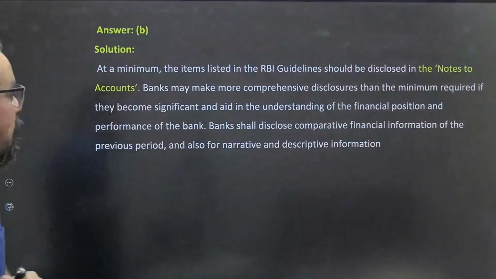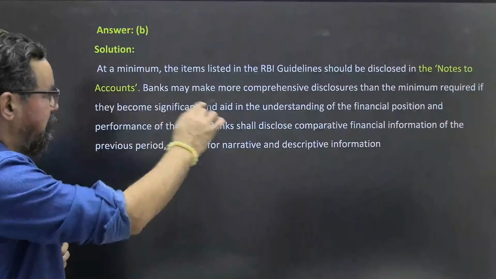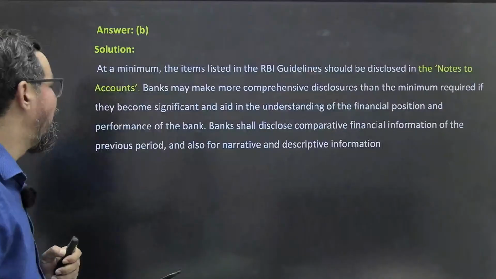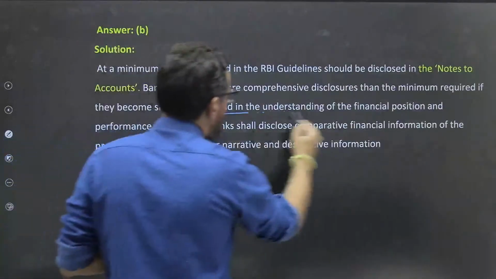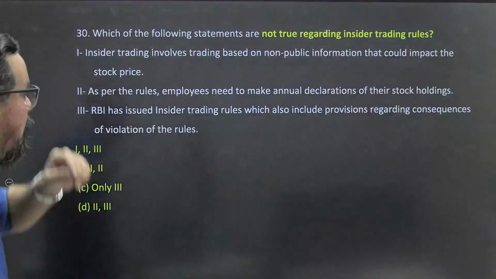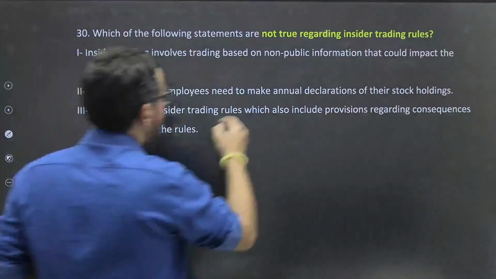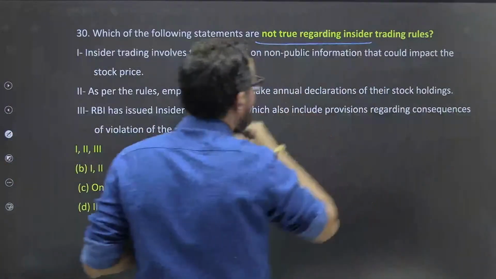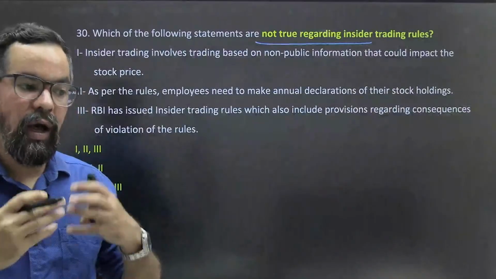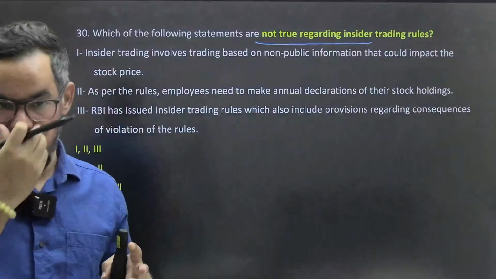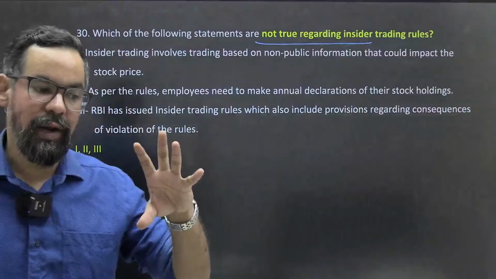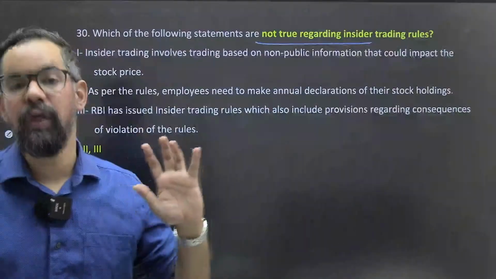Next one. In terms of RBI guidelines, notes to accounts, banks are to make more comprehensive disclosures of the minimum required, they become significant and aid in the understanding of the financial position and all. Okay, next one. Which of the following statements are incorrect regarding insider trading? Okay, so insider trading is something like sharing non-public information. Let's say one of our friends is working with, suppose, any listed company, let's say with Infosys, okay?